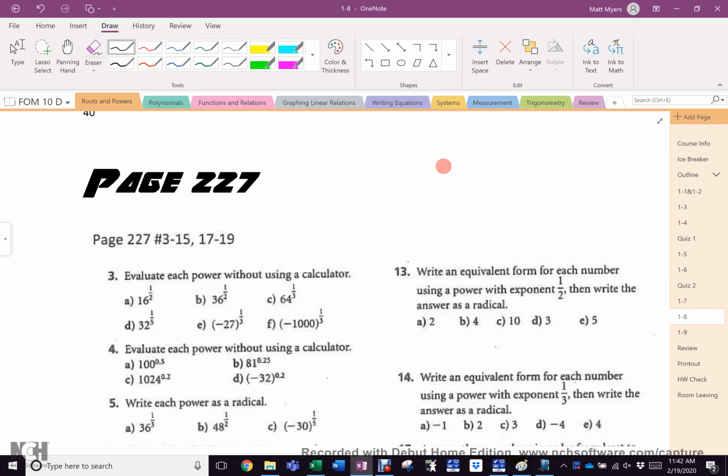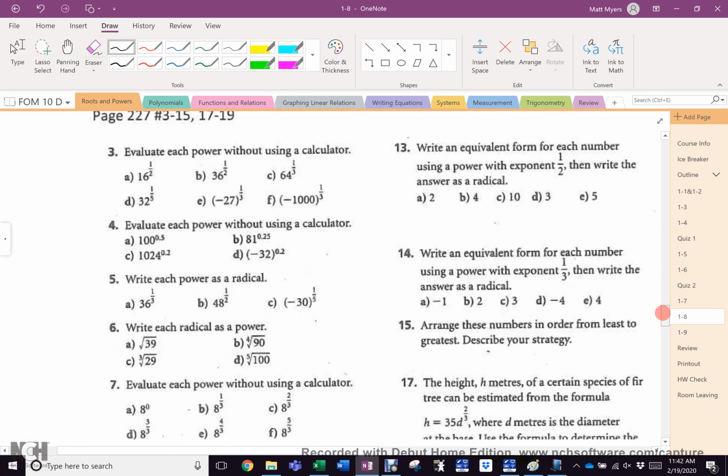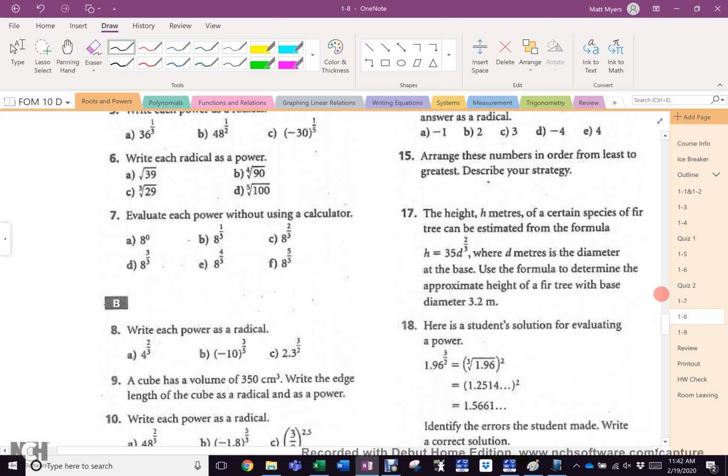No? Yeah? Okay. So, 7. Evaluate each without using a calculator. That's what we did all through our notes. So, 8 to the 0. What's anything to the 0 power? 1. 8 to the 1/3 is the cubed root of 8. What is the cubed root of 8? 2. If you don't have it memorized, you break it down. 2 and 4, 2 and 2. There's the cubed root of 8.